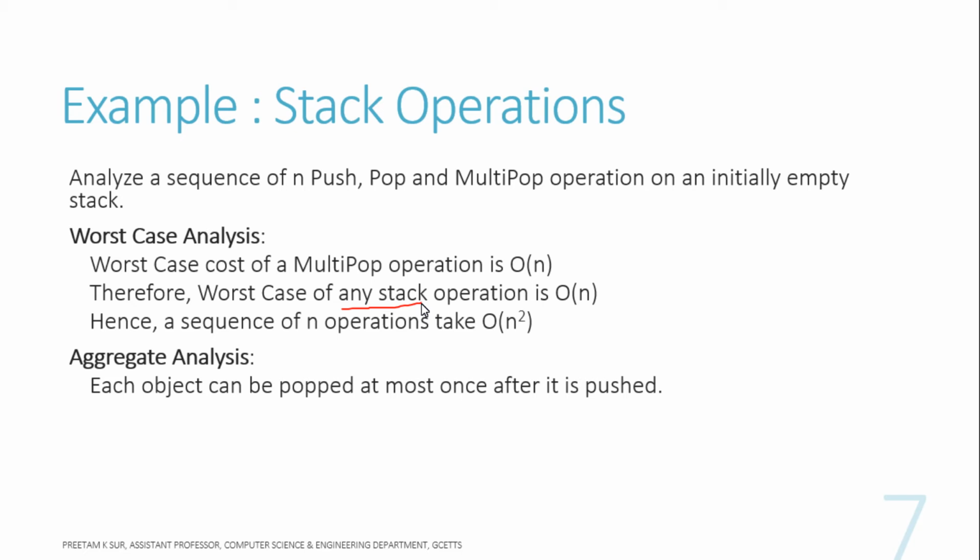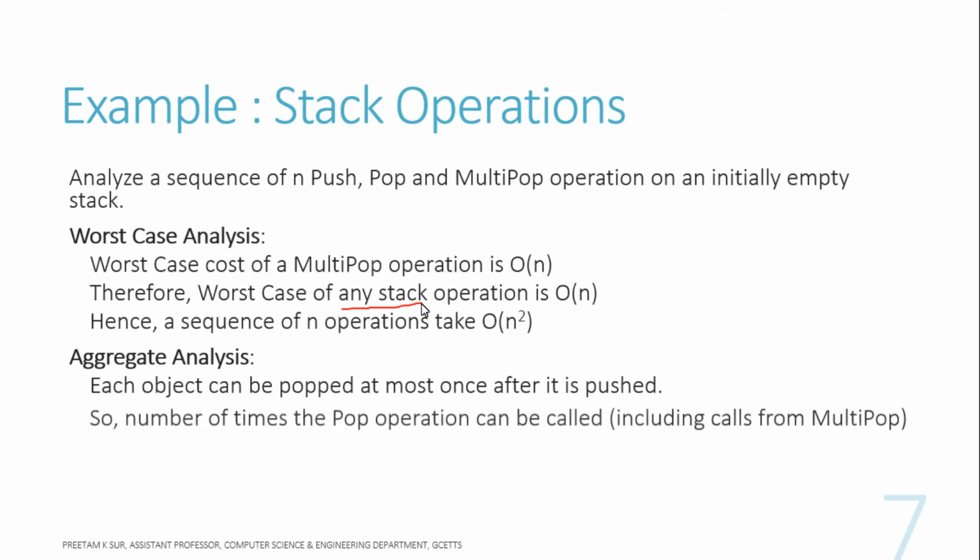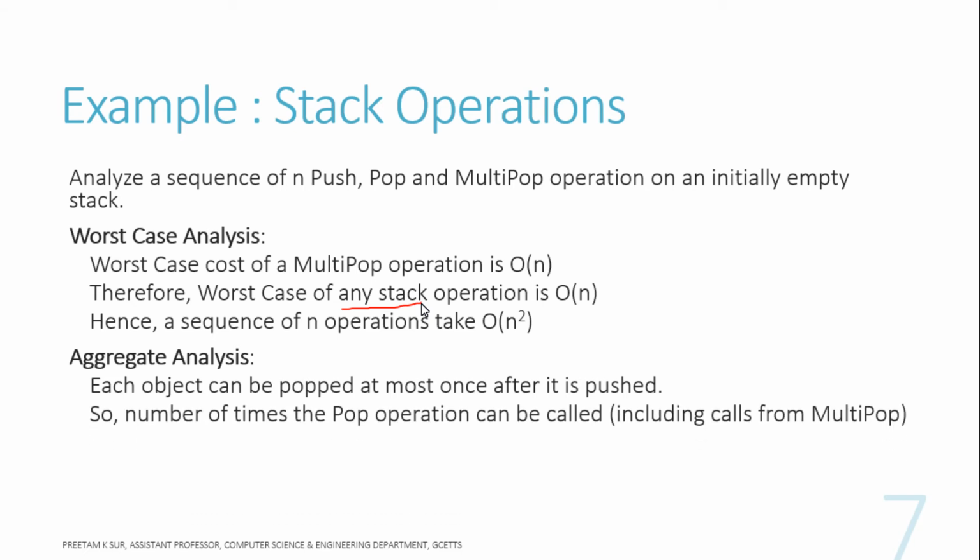Now when we analyze the sequence of n operations, the number of times the pop operation can be called includes the calls made by multipop. If you remember the multipop algorithm, it uses the pop operation. So the total number of pop operations that can effectively be called is upper bounded by the number of push operations, right?